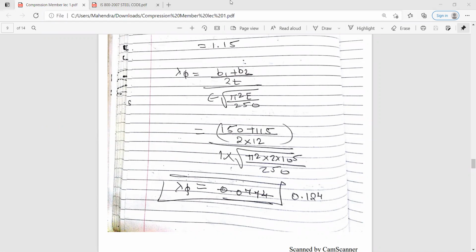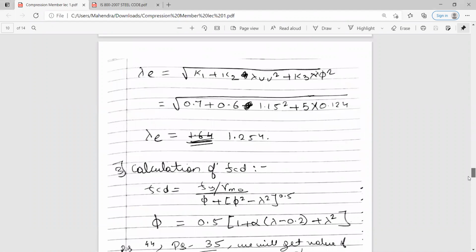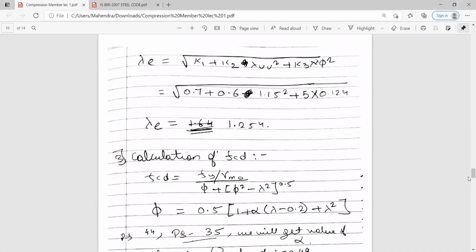Okay, you had got the answer for lambda phi. Now you have to calculate the lambda E, that is the slenderness ratio. So just substitute all the values that just now you had calculated and calculate the value for the lambda E, that is the slenderness ratio.